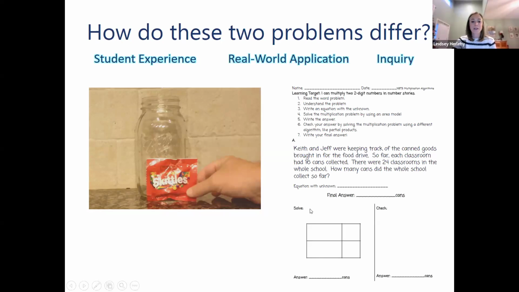Completely up to you. But I'm interested in hearing your thoughts about the student experience of the 3-act task versus your traditional textbook problem that's on your right. Student experience, real world application, and then in terms of inquiry. Okay. So 3-act task, more inquiry based with what you notice and what you wonder.